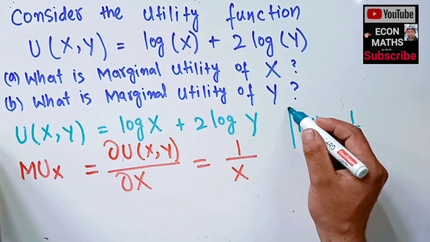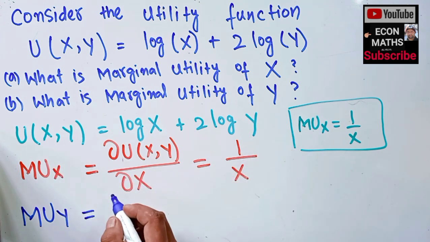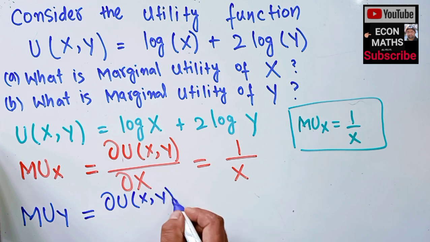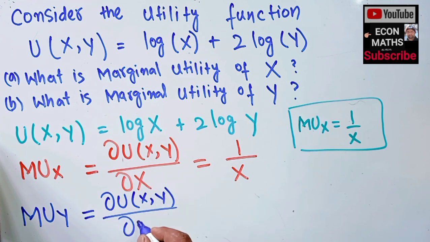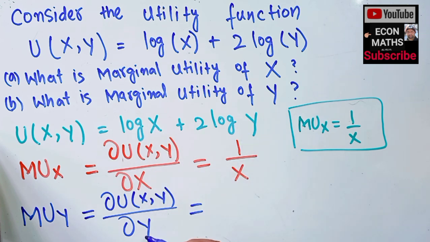Okay, symmetrically we can find out the marginal utility of good y. So marginal utility of good y will be MUY. That means how much our total utility changes when there is 1 unit change in the consumption of good y. So this is symmetrically equal to del u of x comma y with respect to good y. Okay, this time we take the derivative of the given utility function with respect to good y.